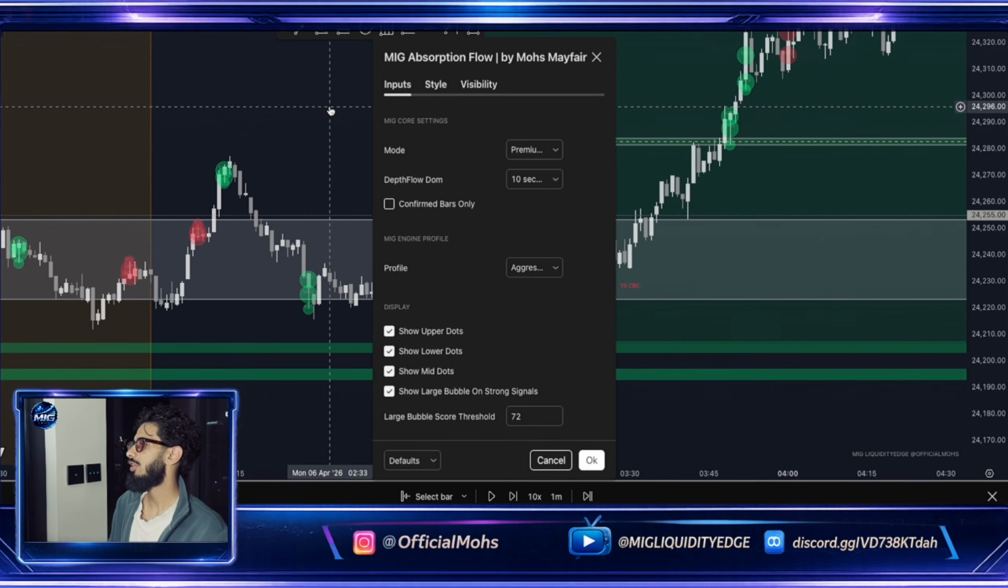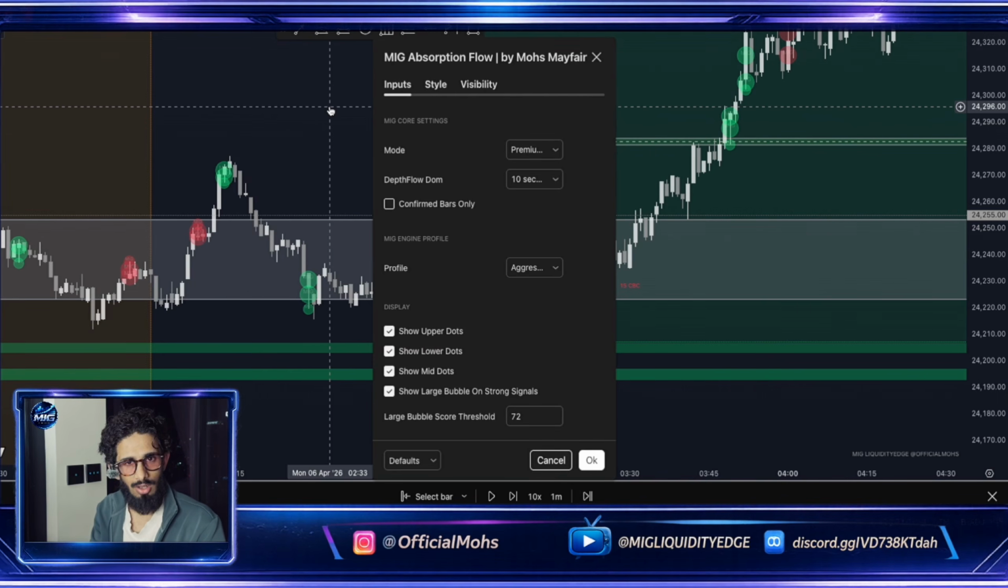Okay, quite straightforward. Confirmed bars only is basically whether or not you want the candle to close, then print, and use that as a confirmation. I like to keep that off. Reason being is I know that it might flash on and off during that candle, but it still allows me to see when I'm focusing on a key area who is winning that battle.